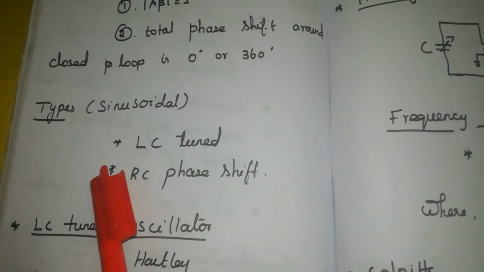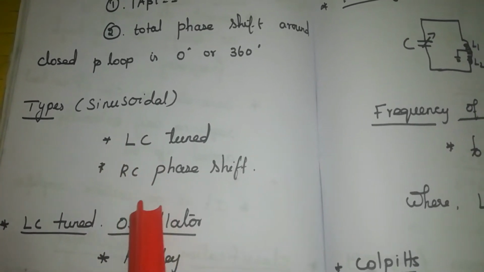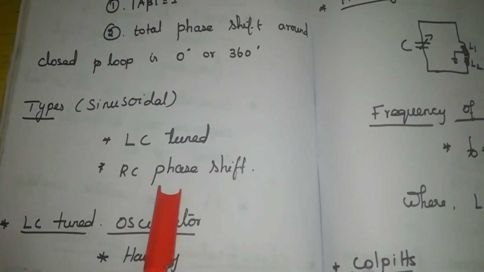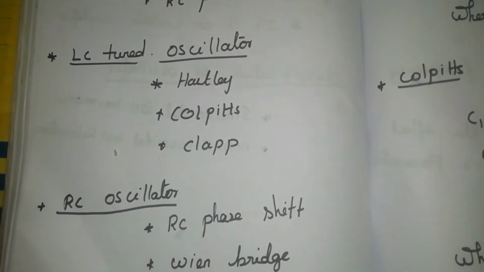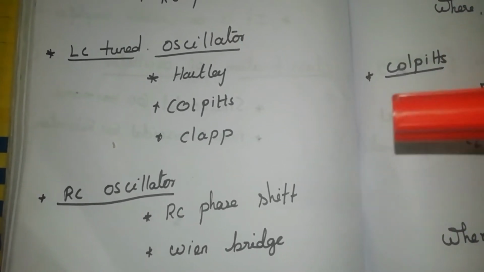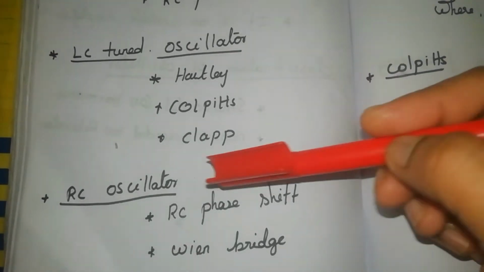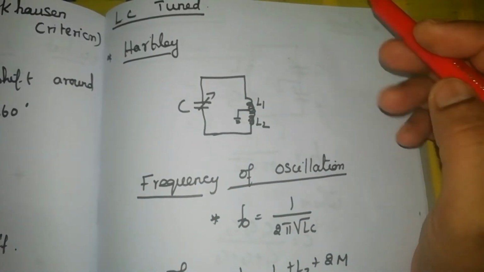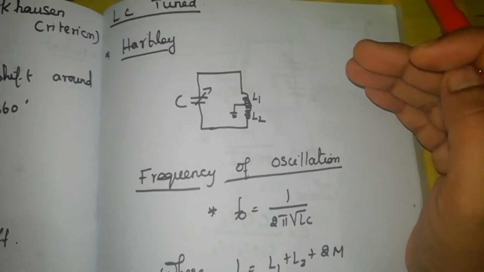And considering the sinusoidal oscillator, there are two types. First one is LC tuned and next one is RC phase shift oscillator. Under LC tuned oscillator we have Hartley oscillator, Colpitts oscillator and Clapp oscillator, and under RC oscillator we have RC phase shift and Wien bridge oscillator. In this video we just give the equation for frequency of oscillation of different oscillators.